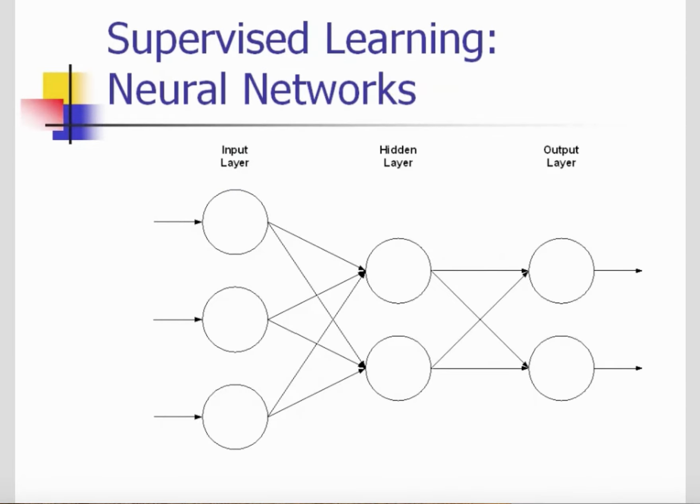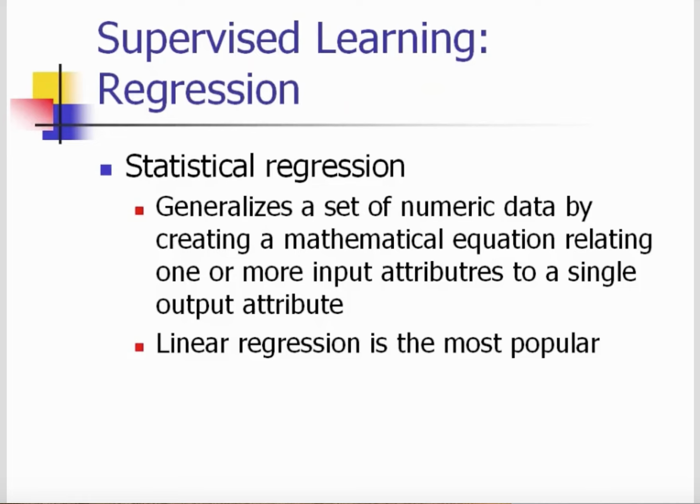This display shows a graphical representation of a neural network. Regression statistical techniques are still other algorithms that can create results. In statistical regression, a set of numerical data is related by a mathematical equation, and certainly linear regression is one of the most popular ways. So, for supervised learning techniques, we have a wide variety of algorithms that can be used in the data modeling field, including decision trees, neural networks, and regression.